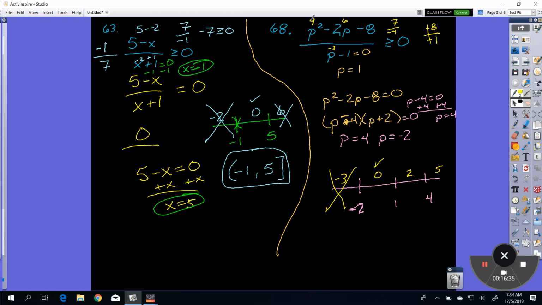So now I plug 2 in. 2 squared is 4. 2 times 2 is 4, so 4 minus 4 is 0. Minus 8 is negative 8. And then 2 minus 1 on the bottom is 1, so I get negative 8. So that's not greater than 0. So that area didn't work.